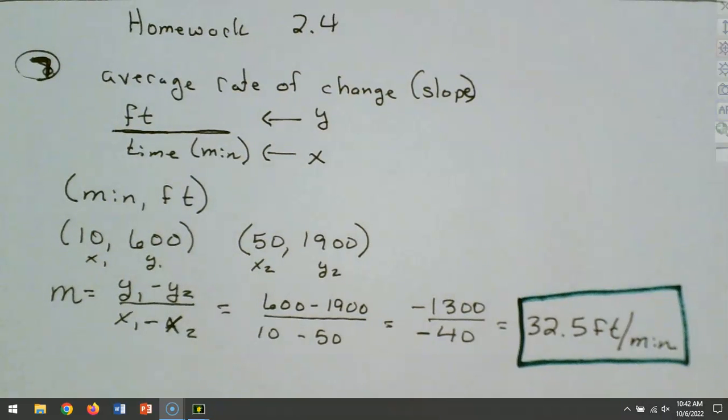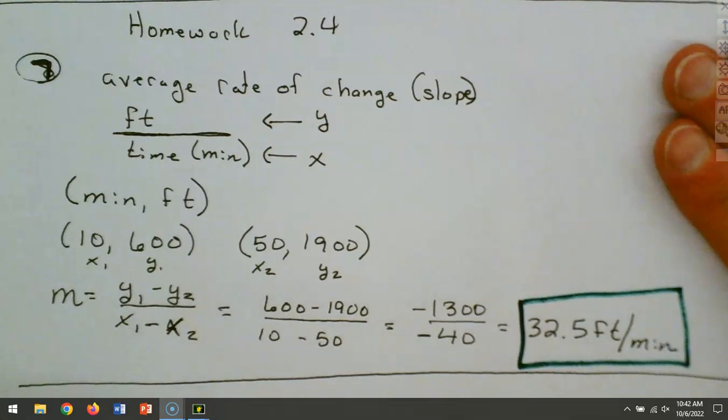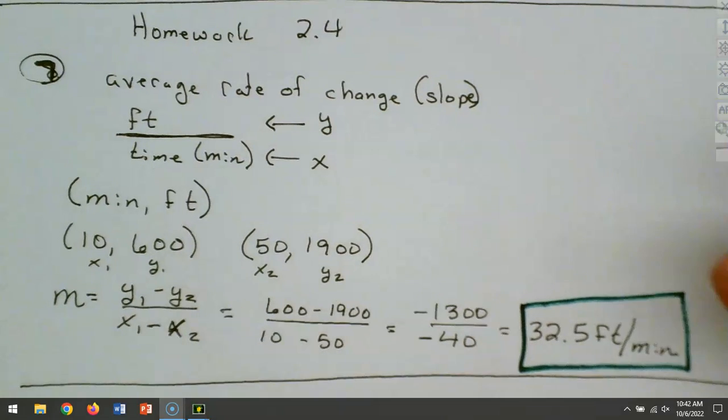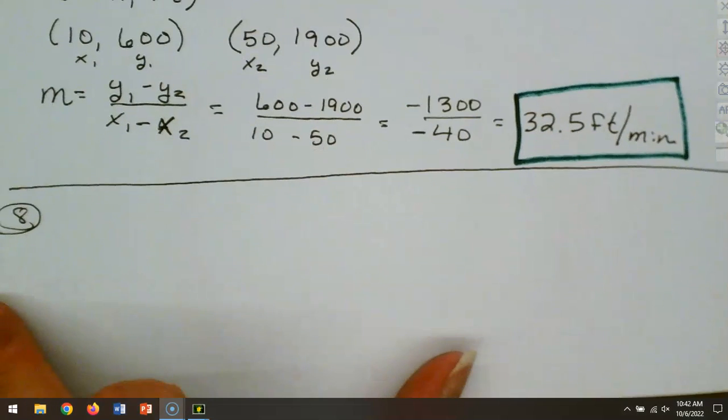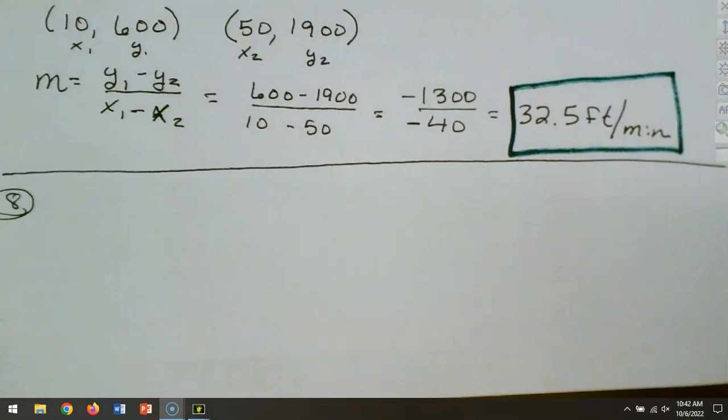So what does that tell me? That just tells me that we are going down 32.5 feet every minute. So that's all you have to do, is figure out where the ordered pairs are, plug them in, find your slope. Again, a lot of this should be review.